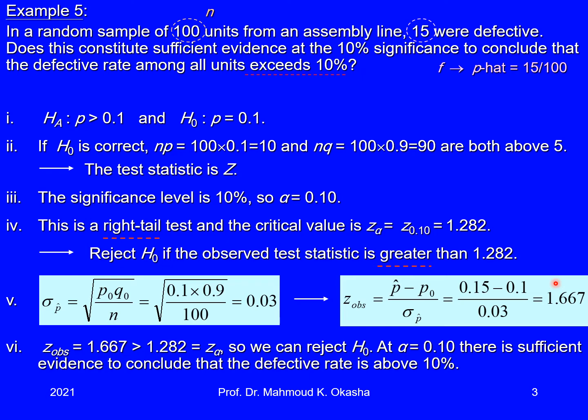So since this value falls in the rejection region, because it is greater than the critical value, we must reject H naught at alpha equals 10% significance level. So there is sufficient evidence to conclude that the defective rate is well above 10%. We have found sufficient evidence to reject the null hypothesis, so we conclude that the defective rate is above 10%.